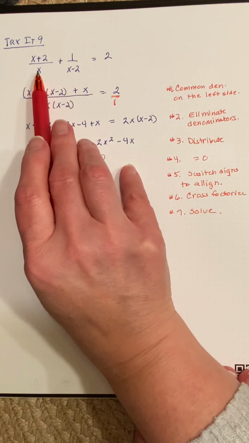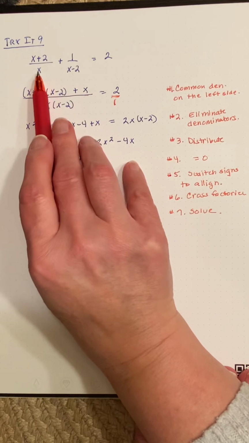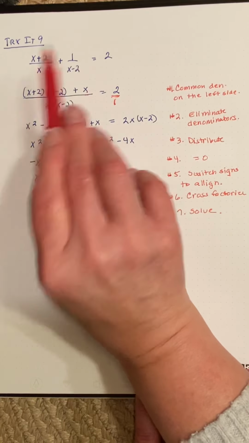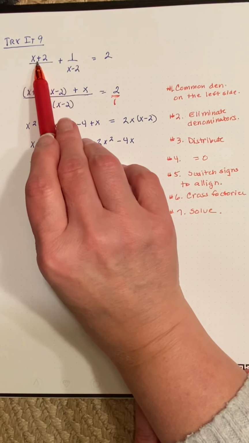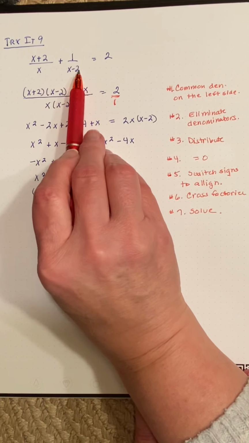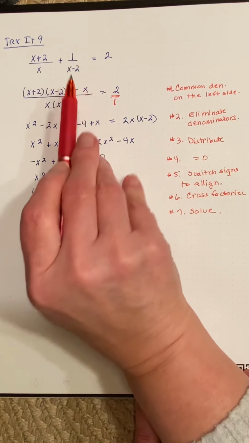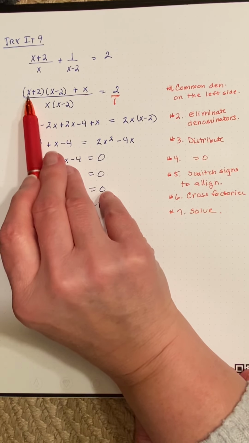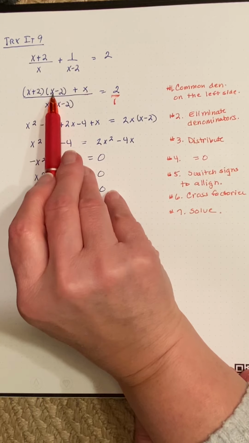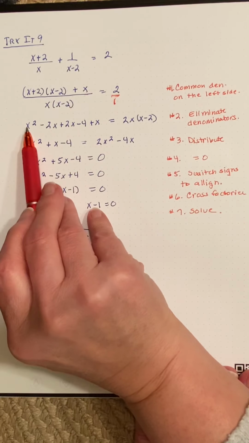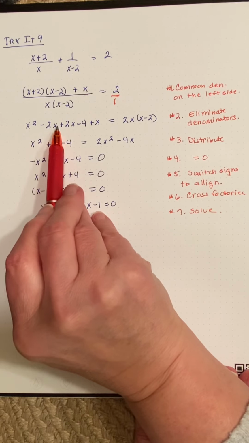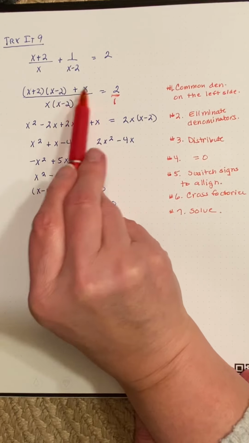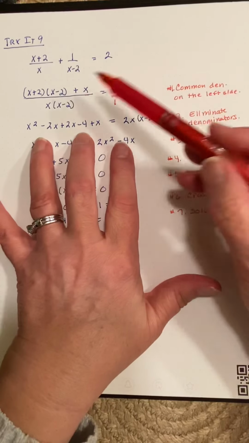But to do this, remember, I just use my common denominators, x times x minus 2. I do my crosses in this situation, so this becomes x plus 2 times x minus 2, and this becomes x times 1, which is simply x. I distribute my x to the x minus 2 and my positive 2 to the x minus 2, and end up with x squared minus 2x plus 2x minus 4 plus that extra x. So that's what's up here.